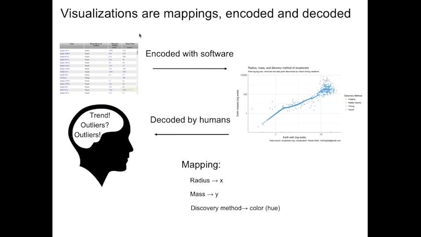Okay, so here's the mapping I used to generate that astrophysical data on the title slide, right? Radius goes to X, mass goes to Y, discovery method goes to color, more precisely hue, which is the kind of color where you say this is blue and this is red and this is green, right? That works really well. So how do these mappings work in general?